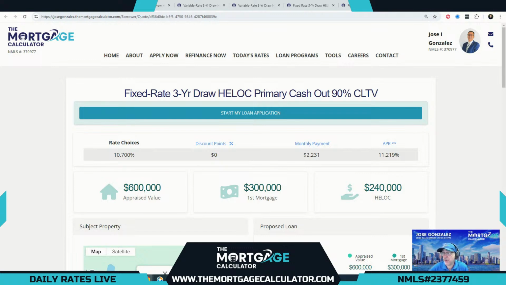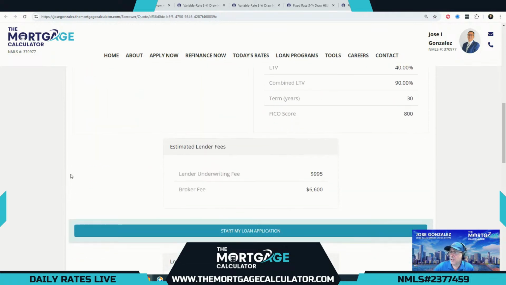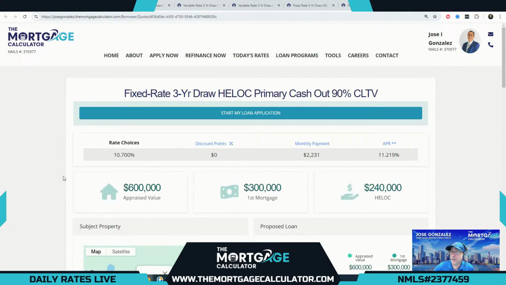So here, in this example, we are at the maximum CLTV of 90%. We have a $240,000 HELOC, $300,000 first mortgage, and we are on $600,000 value. 10.7% is our cost at par. And these are all borrower paid prices on the HELOC. This is not lender paid pricing, just to let you know that. So 10.7% is at par with a broker fee of $6,600, 2.75%.